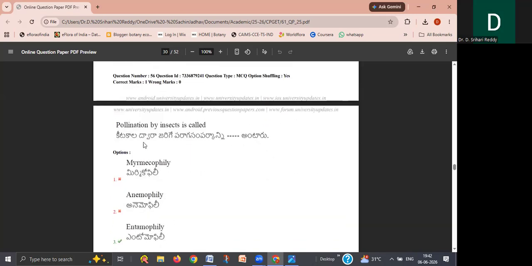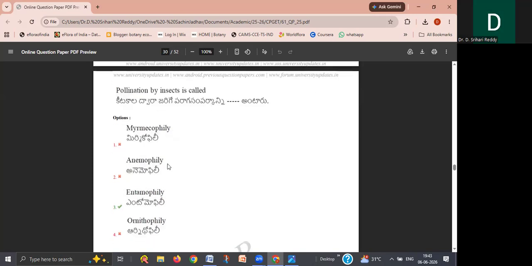Next, pollination by insects is called. Here, myrmecophily. What is myrmecophily? Pollination with the help of ants is called myrmecophily. In some plants, like Acacia sphaerocephala, it shows myrmecophily. There is a friendship between the ants and this plant. These ants help in the pollination in the case of Acacia sphaerocephala, so it is called myrmecophily.